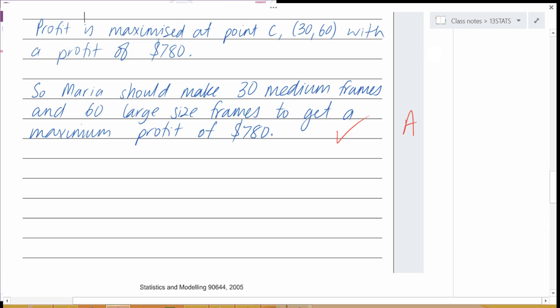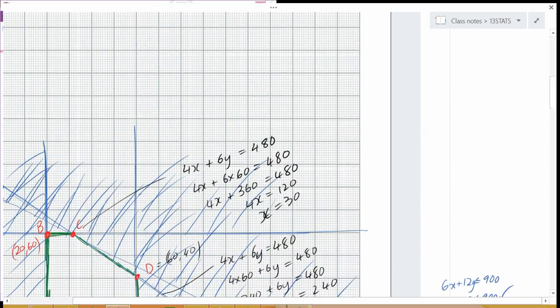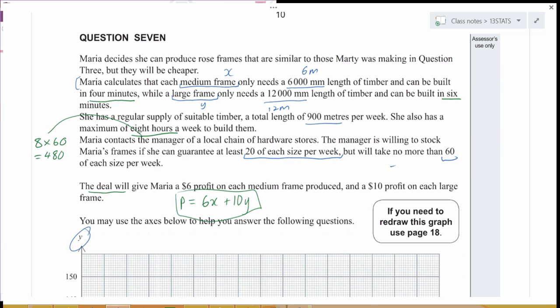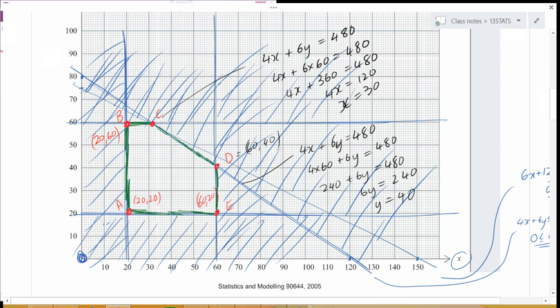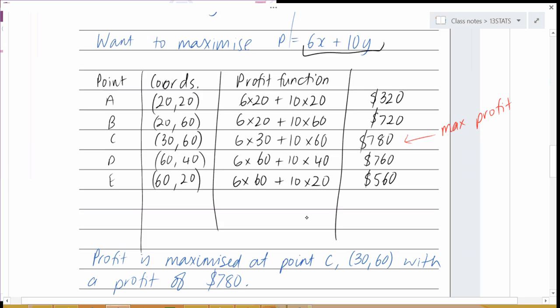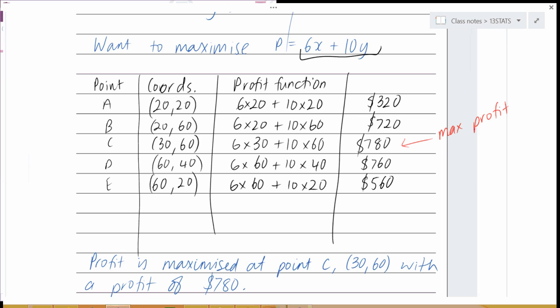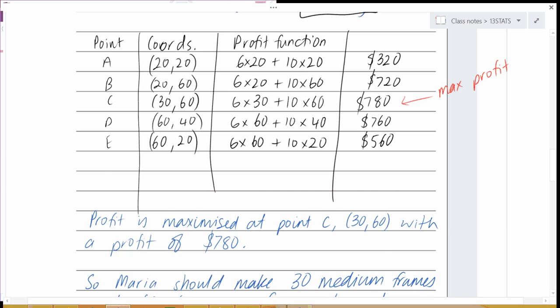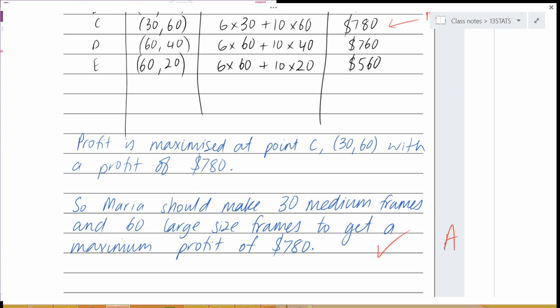Alright, that's the minimum that you need to be able to get achieved. So just summarizing, you need to be able to read a situation like this, write some constraints, then you need to be able to test valid points to get a maximum over here, and then interpret them to what it actually means. So that's achieved. I'll finish this video here, and then in my next video I'll do merit and excellence.